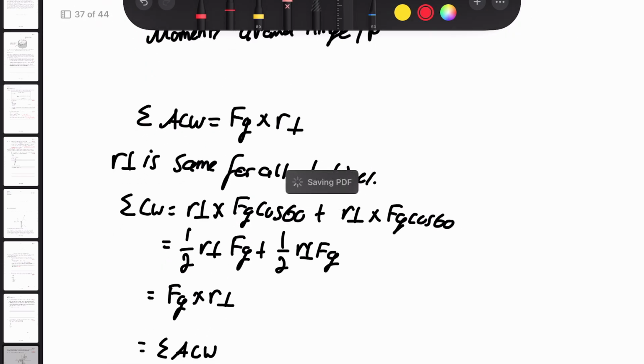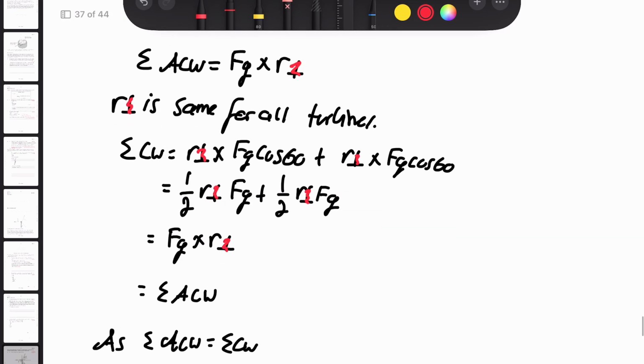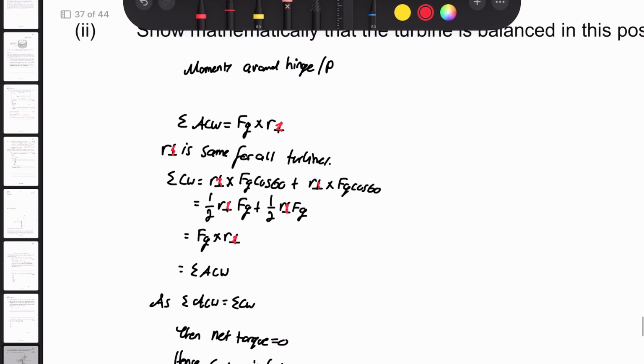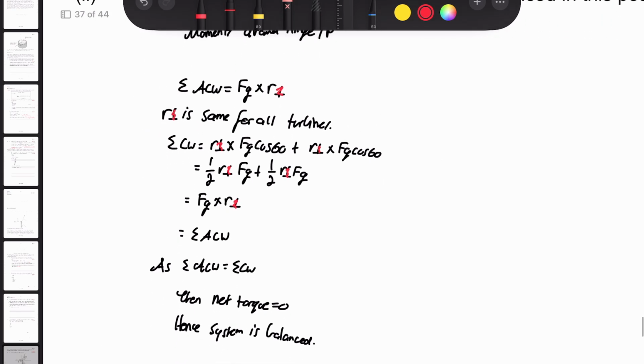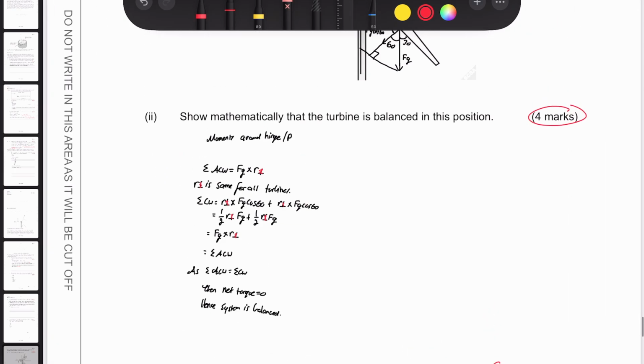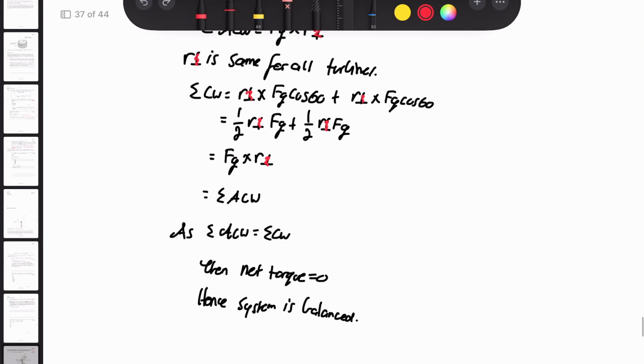Maybe instead of perpendicular, I should have said just R. Because it's not really the radius that's perpendicular. It's the force that I was finding that was perpendicular. So really, I shouldn't have these perpendiculars. I should have said radius is the same for all turbines. And then perpendicular is whatever. But yeah. You had to just show that they were equal, which I did here. And then that was your final mark.